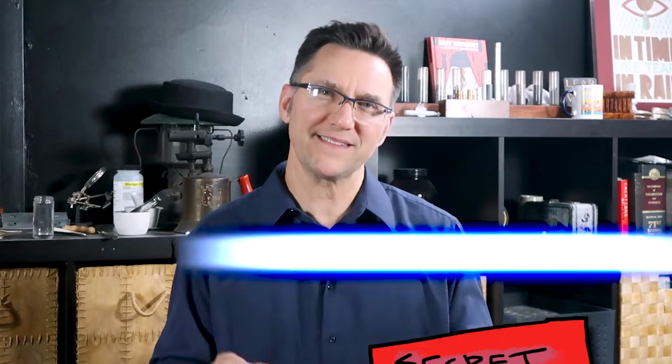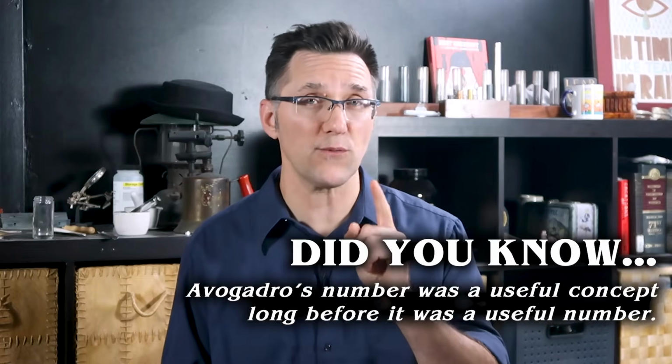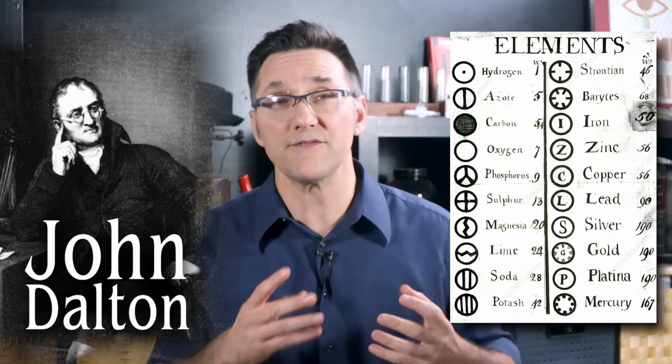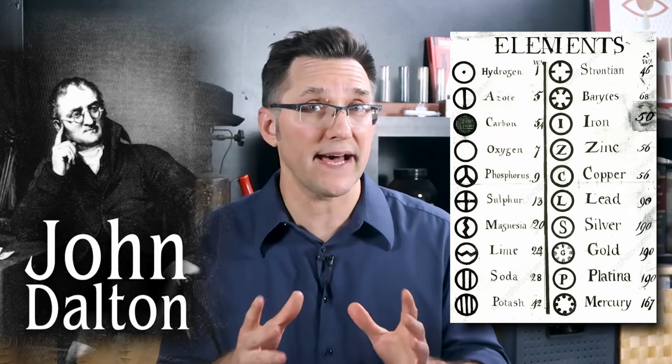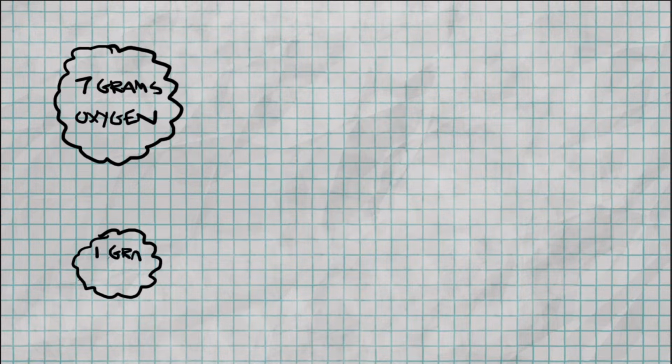So if your friend isn't impressed yet, tell them that Avogadro's number was a powerful idea even before it was a number. In 1808, Dalton theorized that atoms of different elements had different and distinct relative weights. Dalton knew he couldn't find the actual absolute mass of atoms. They were much too small. But he had a hunch he could determine their relative masses, the mass of atoms compared to each other.